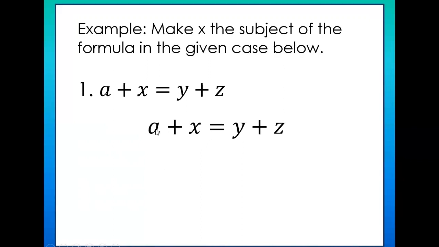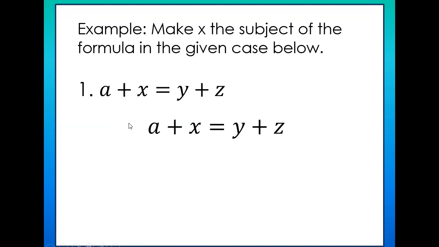Now, in this case, we have to exclude this quantity. How can we exclude it? How can we remove it from this side of the equation in order for us to maintain only x in this side of the equation? Good. We have to subtract quantity a, this variable, on both sides of the equation.